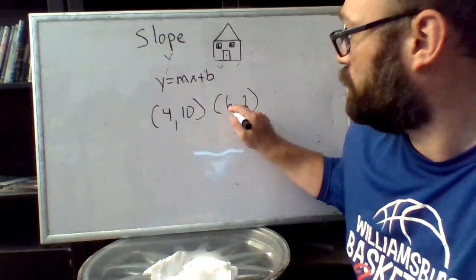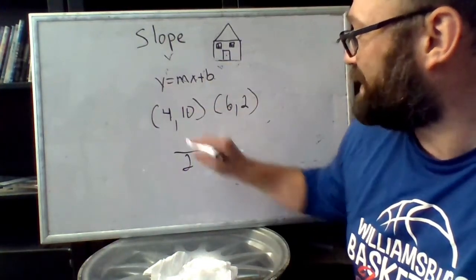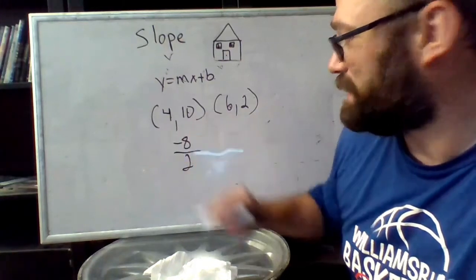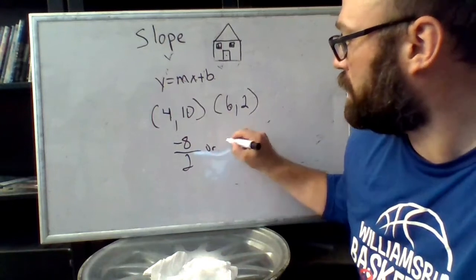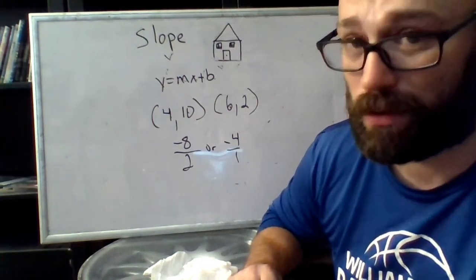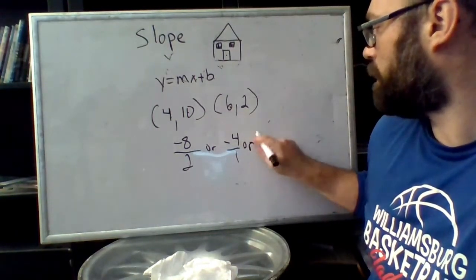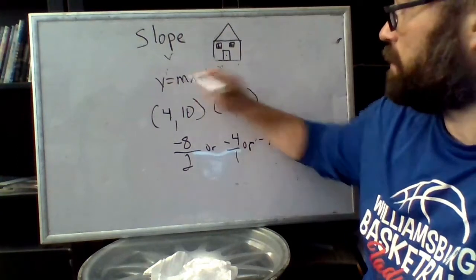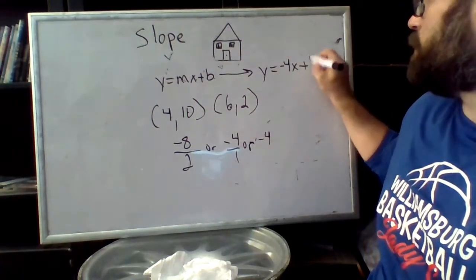Change in the x's is 2, that goes on bottom. Change in the y's is 8, that was -8 because it went down. So -8 over 2, or -4 over 1. And remember, I can still write it as -4. So I'm going to plug this in up here. Now this becomes y equals -4x plus b.